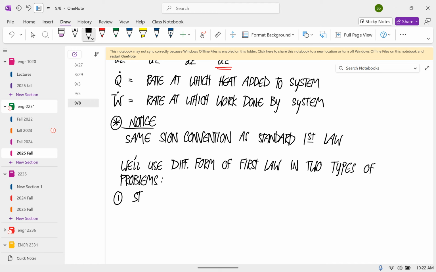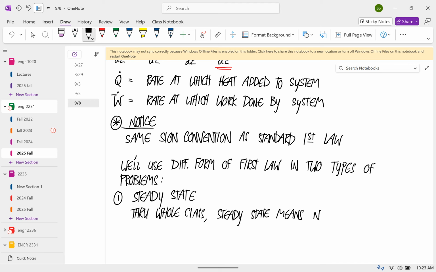The first one is called steady state. And this is something we're going to use for the rest of the semester, this idea of steady state. So be sure that you're clear on what this means. Through the whole class, steady state means no properties change over time.